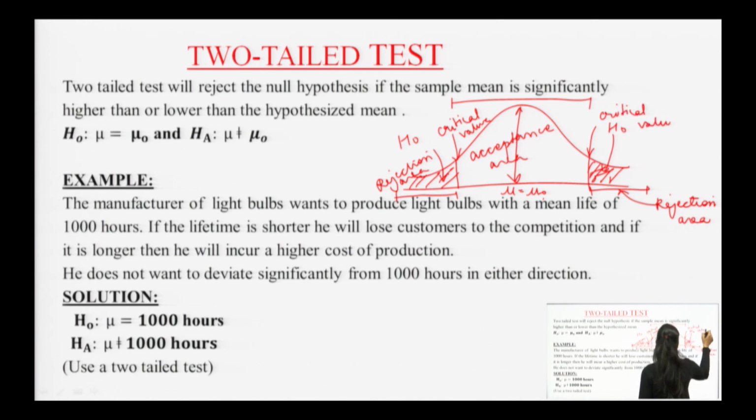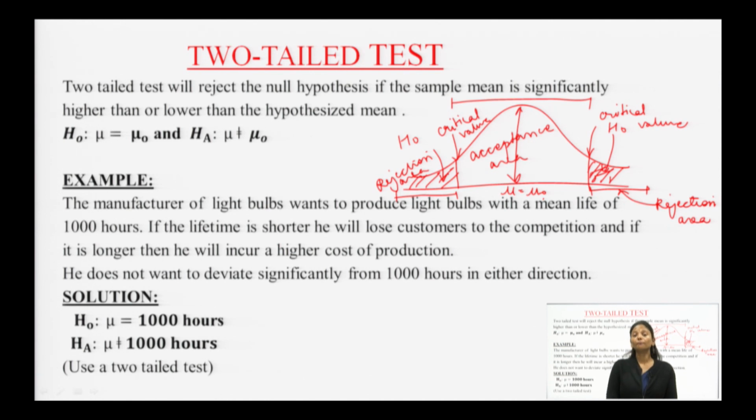Taking an example, a manufacturer of light bulbs wants to produce light bulbs with a mean life of 1000 hours. If the lifetime is shorter, he will lose customers to the competitor, and if it is longer, then he will incur a higher cost of production. He does not want to deviate significantly from 1000 hours in either direction.